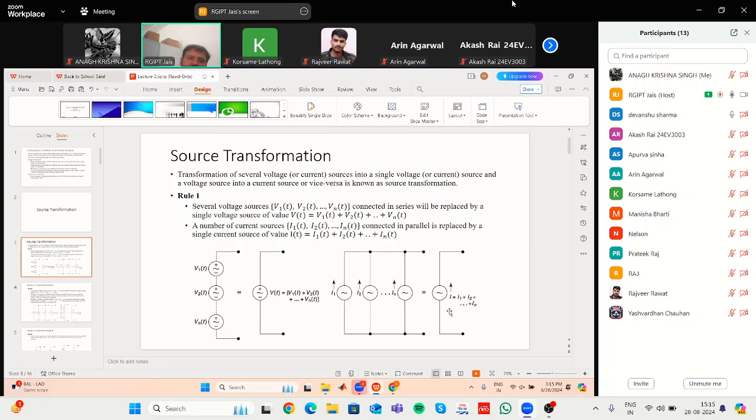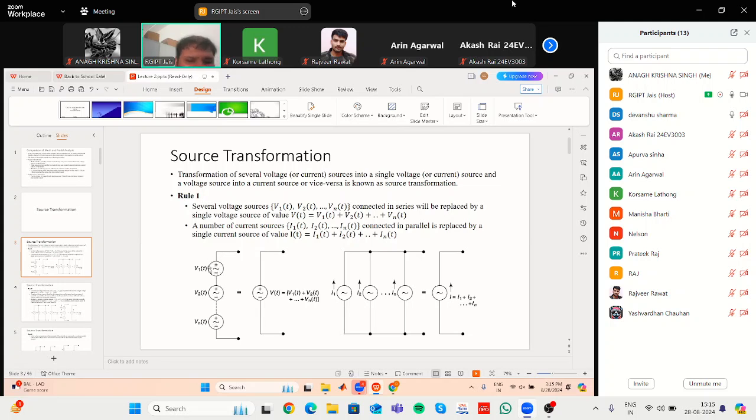Similarly, if you apply KVL here, if you go in the clockwise direction, then you encounter the minus sign first, so minus Vn, encountering the minus sign of V2 first, so minus V2, encountering the negative sign of V1, plus minus V1.